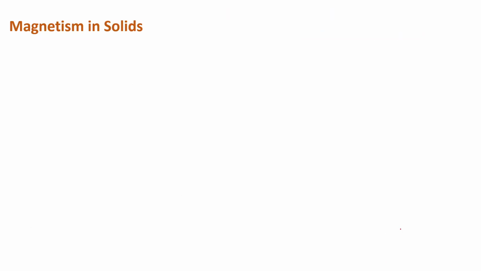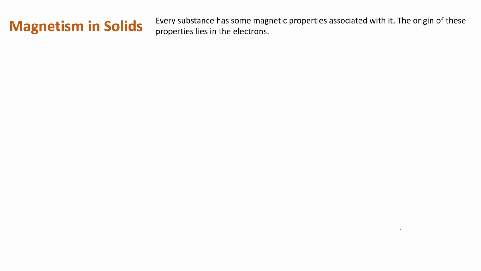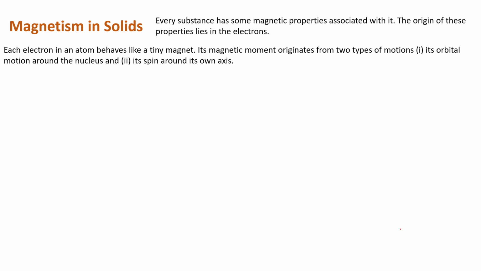Now we'll discuss another property of solids, that is magnetism. How will you define magnetism? Every substance has some magnetic properties. The origin of this property lies in the electrons. Every atom contains electrons, and each electron behaves like a tiny magnet.